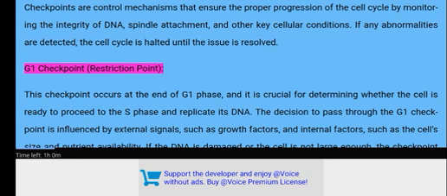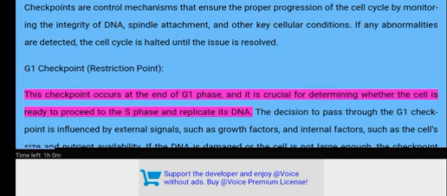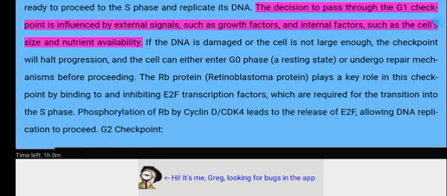G1 checkpoint, restriction point. This checkpoint occurs at the end of G1 phase, and it is crucial for determining whether the cell is ready to proceed to the S phase and replicate its DNA. The decision to pass through the G1 checkpoint is influenced by external signals, such as growth factors, and internal factors, such as cell size and nutrient availability.